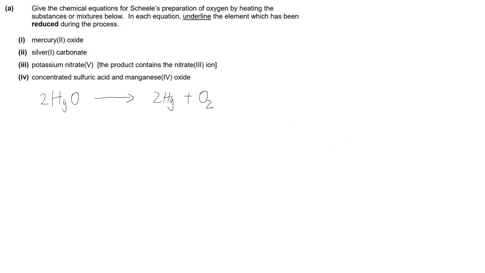The question doesn't just ask for the equation, it also asks us to underline which element has been reduced in the process. Now this is a really easy part to miss. Don't forget, if there's 2 parts to a question, make sure that you do both the parts of the question. Now in this case, the oxidation state of oxygen is going from minus 2 to 0 in the element. The oxidation state of mercury is going from plus 2 in HgO to 0 again for the element Hg. So the reduction is taking place for the mercury because the oxidation state is going down from 2 to 0.